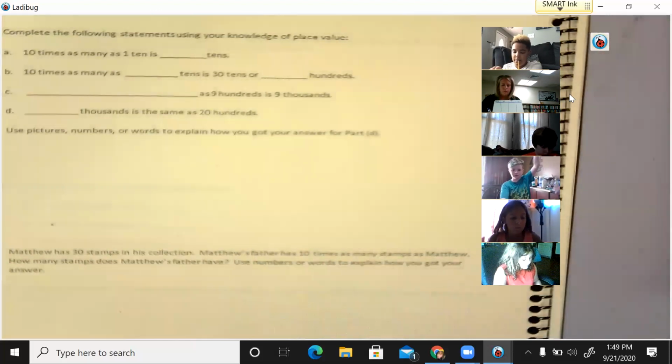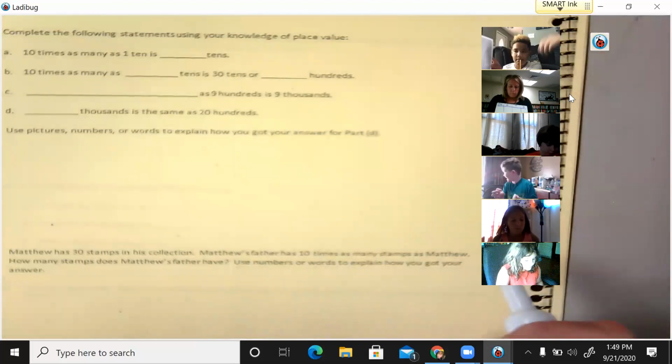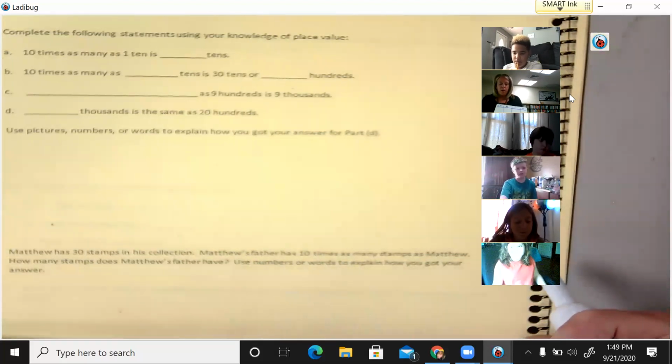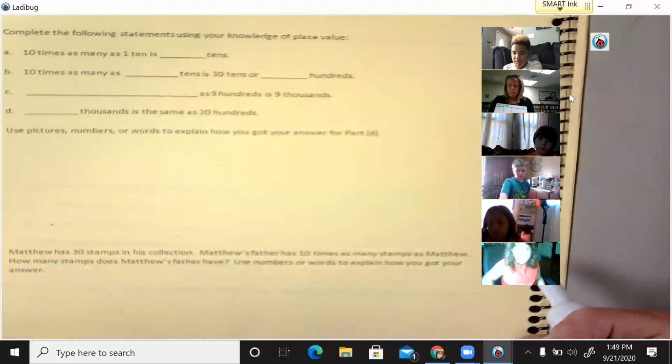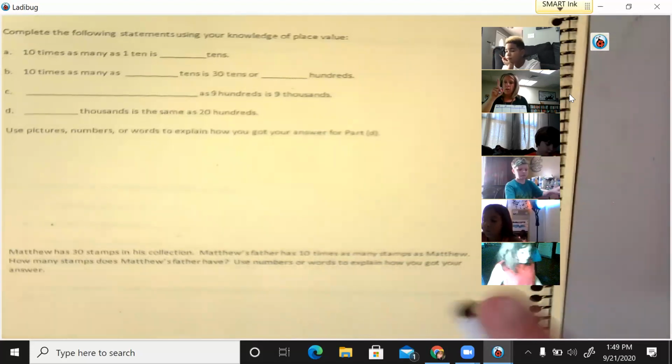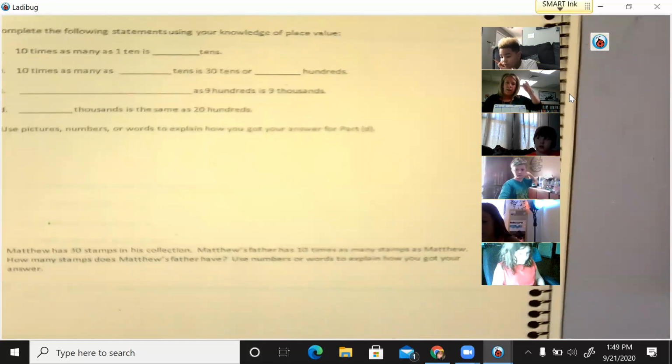Complete the following statements using your knowledge of place value. Okay, so letter A, we have 10 times as many as 110 is how many tens? So we know in this one that we have one what?